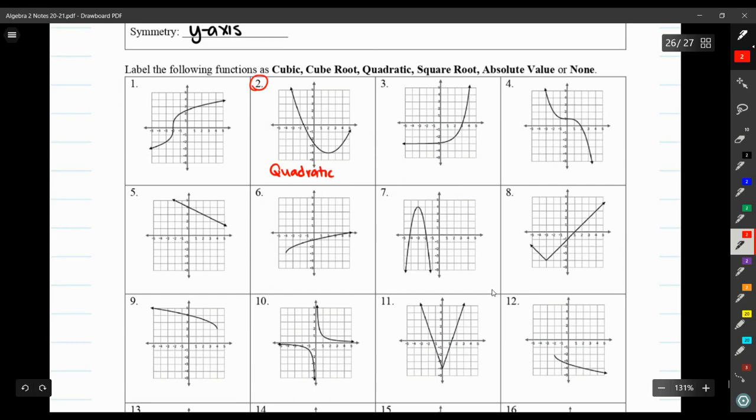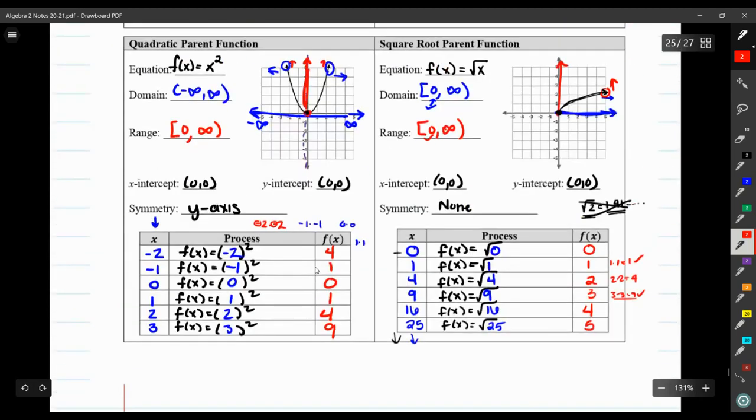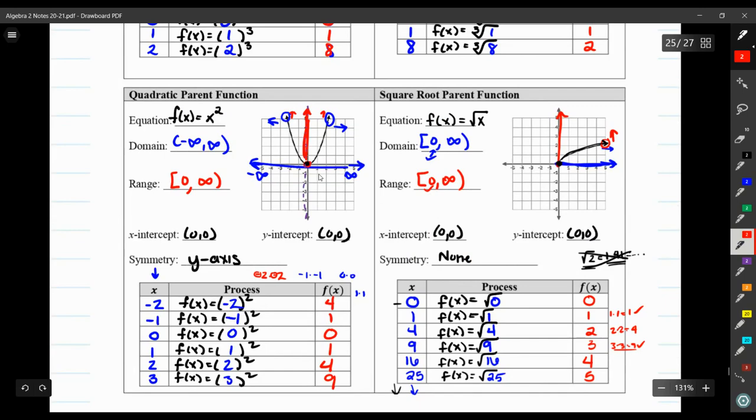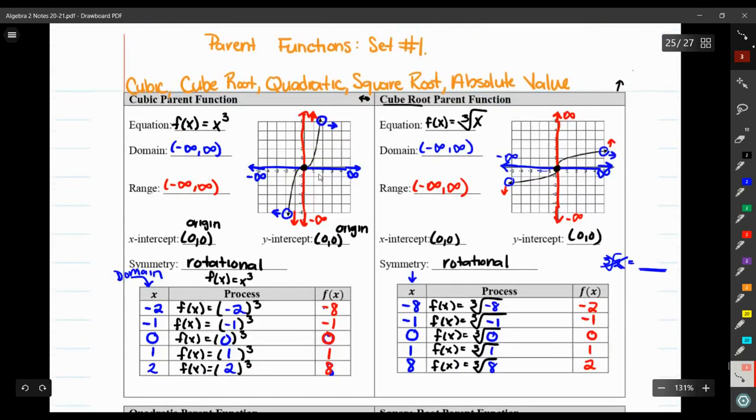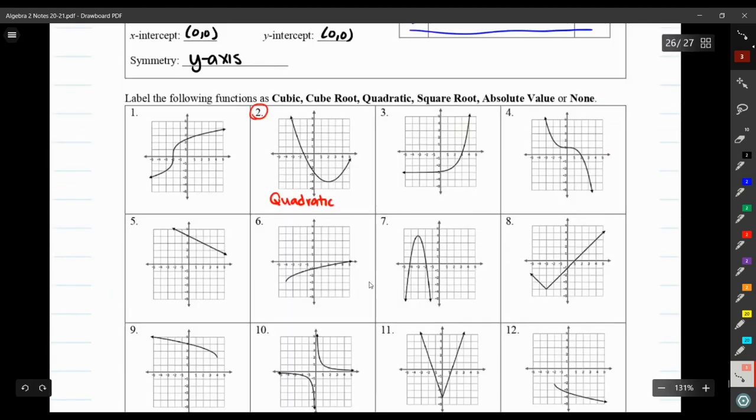Now look at number 1. This is like an S. It's a sideways S. Well, that is what an S is. So if you look at number 1, absolute value is a V. Quadratic is a U. The square root is like a portion of a U sideways. Let's see. Cubic starts at the bottom up, like it's a vertical S. And then cube root is an actual S. It's sideways. So if I look at number 1, this is that sideways S. So this models the same direction as a cube root function. So this is in the same family as the cube root parent function.